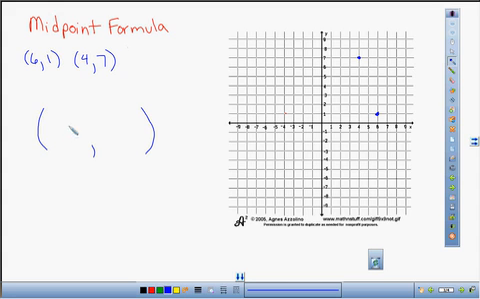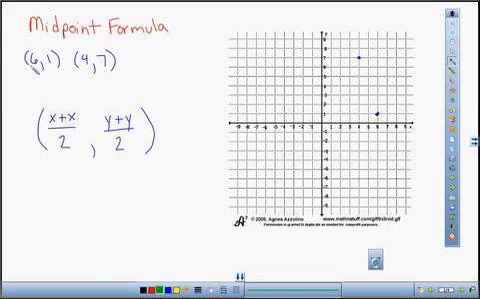So we've got the midpoint formula, which says if you take the x-coordinates and find the average, add, divide by 2, the mean. And if you take the y's and you find the average, add, divide by 2, we're finding the mean, the average. That will give us our new x-coordinate and our new y-coordinate. Add the x's, divide by 2, add the y's, divide by 2. Voila, instant midpoint.